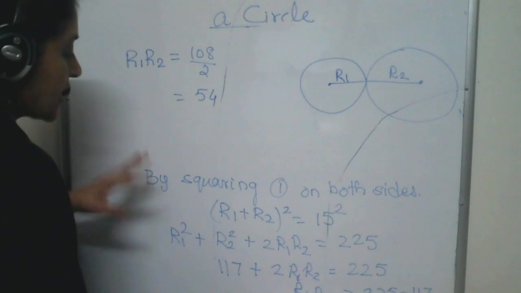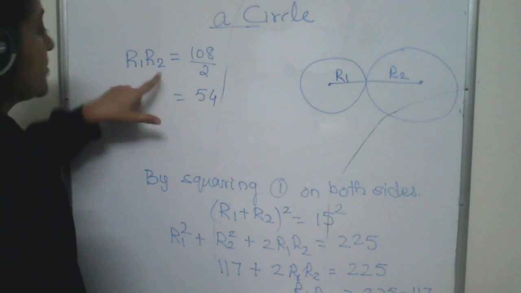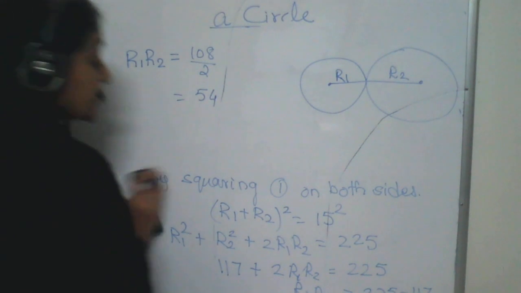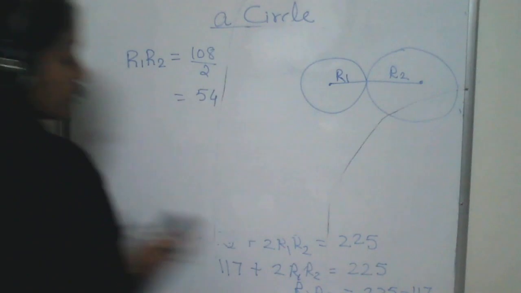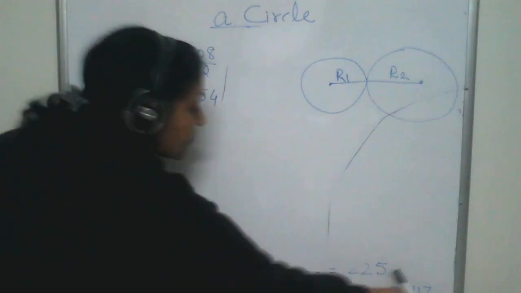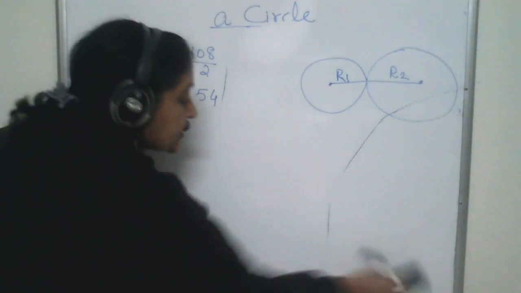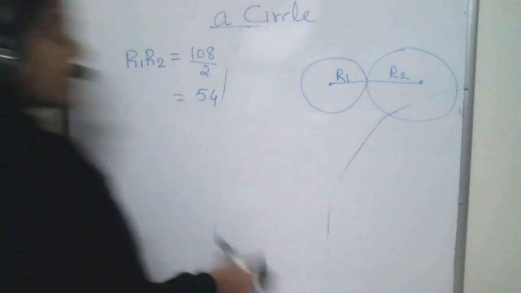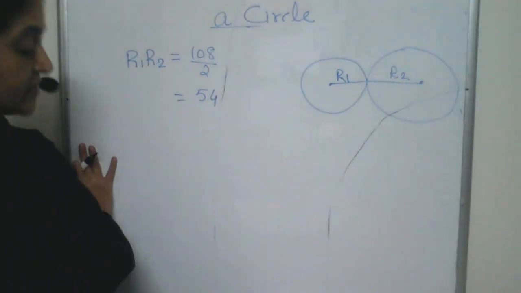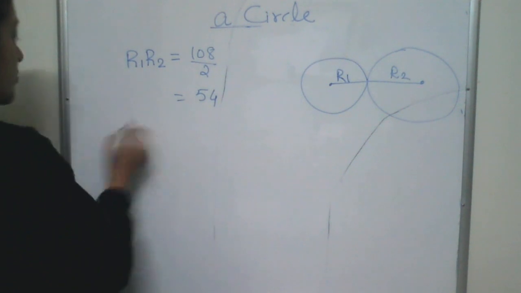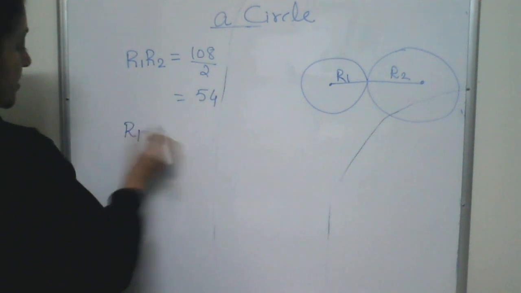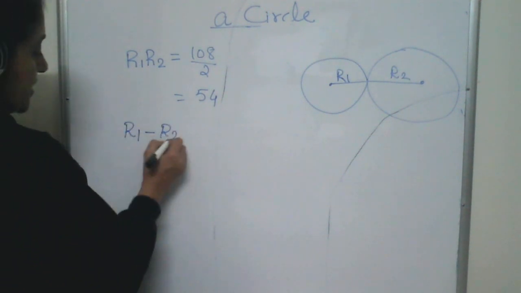By having r1 plus r2 and r1 r2, we will not be able to get the r1 and r2 lengths separately. What does that mean? If we have one equation, r1 plus r2 as 15, we need to have another equation as r1 minus r2. That is very important. You may ask, from where did it come? It did not come from anywhere. We have to create it now.